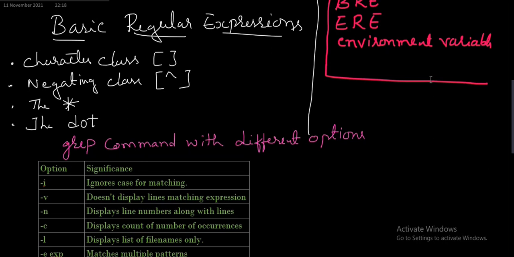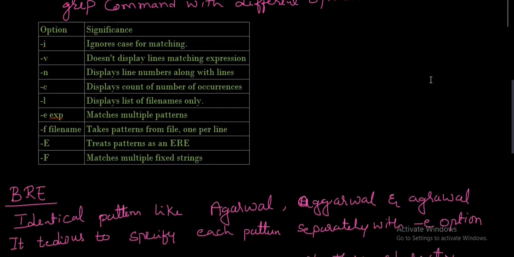Minus this V. Okay. Then okay. So some extra options also I told you people to check. Did you check even minus E? What is minus E? When will you use the minus E option?